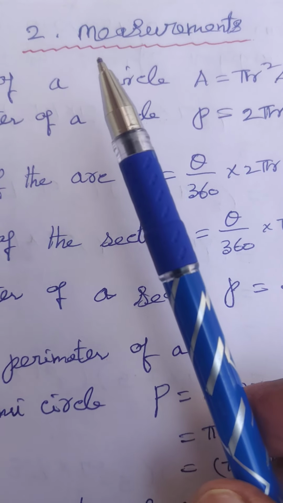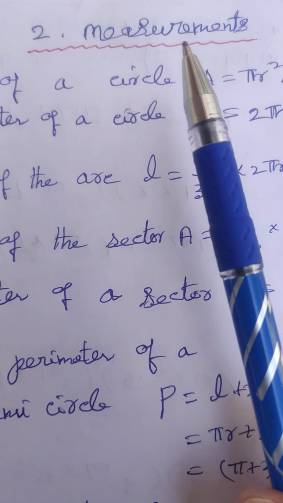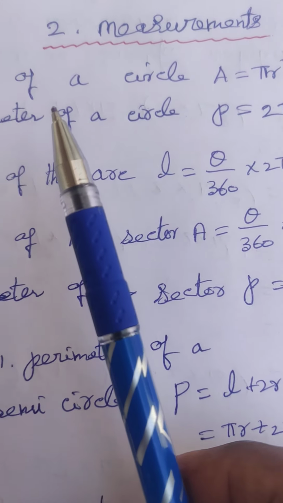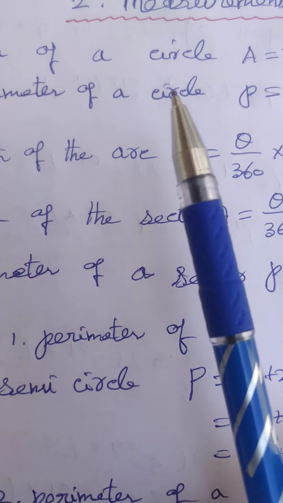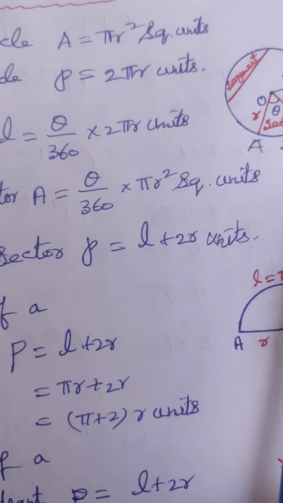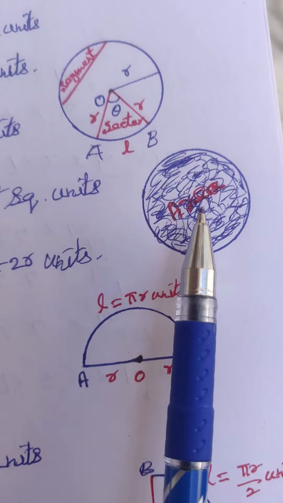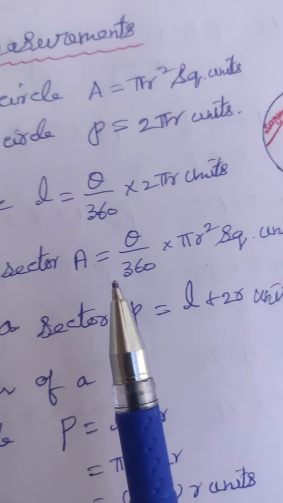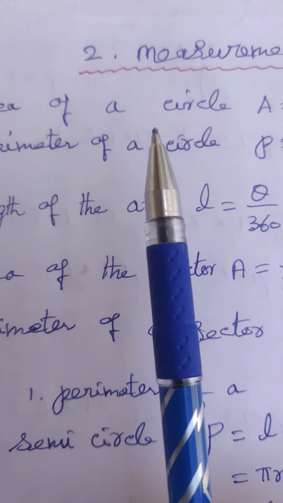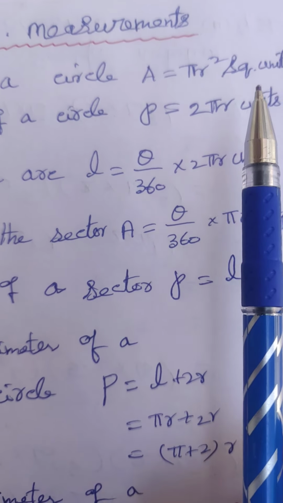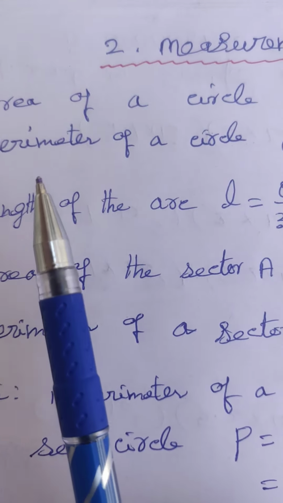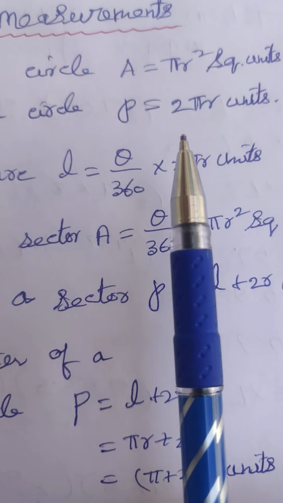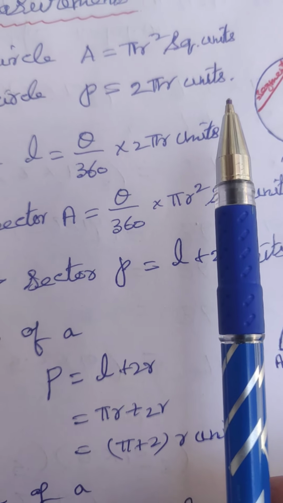Today we see the new chapter, measurements, and we see some formulas: area of the circle and perimeter of the circle. First one, area of the circle, A equal to pi r square units. Perimeter of the circle, P equal to 2 pi r units.